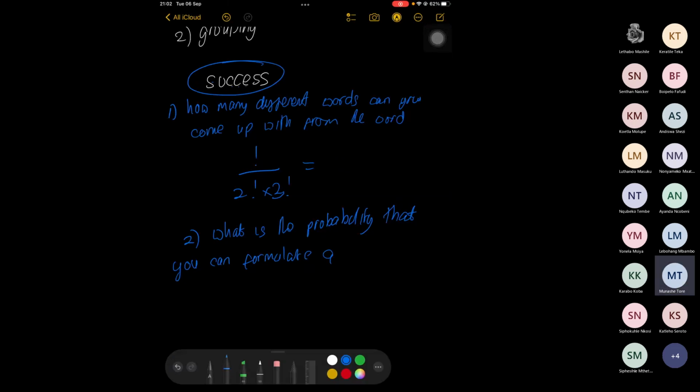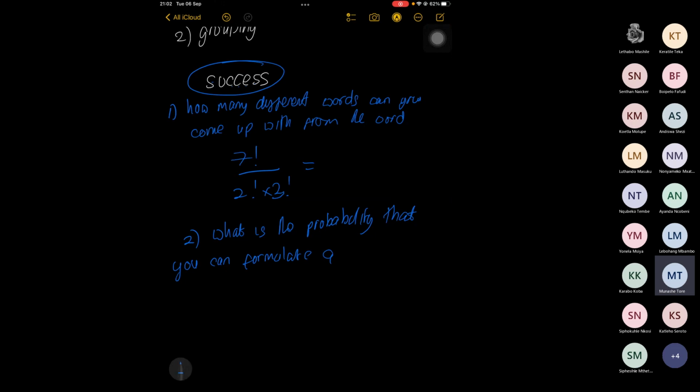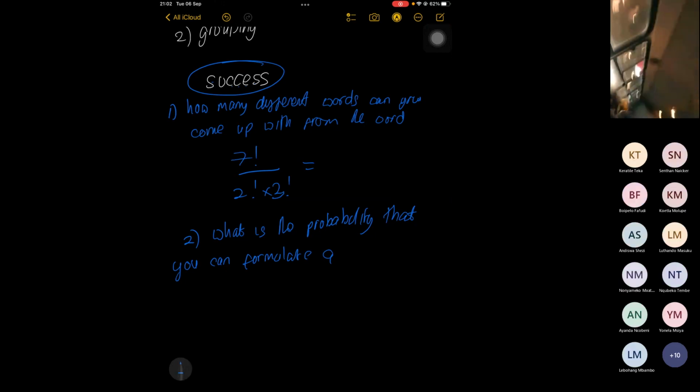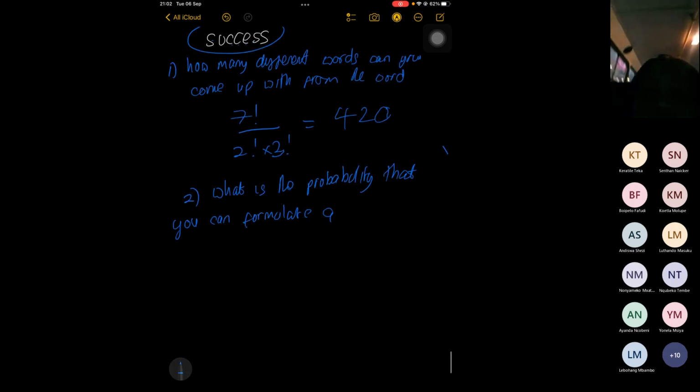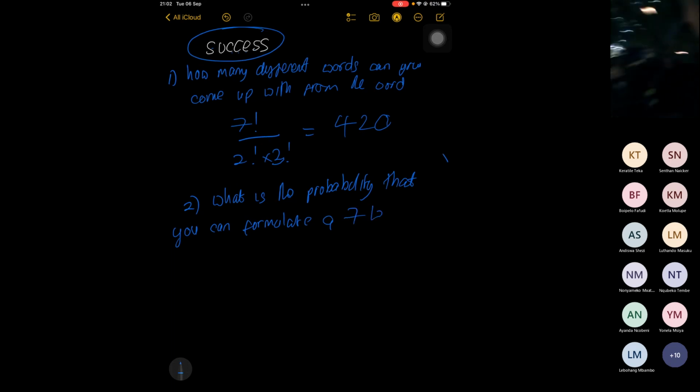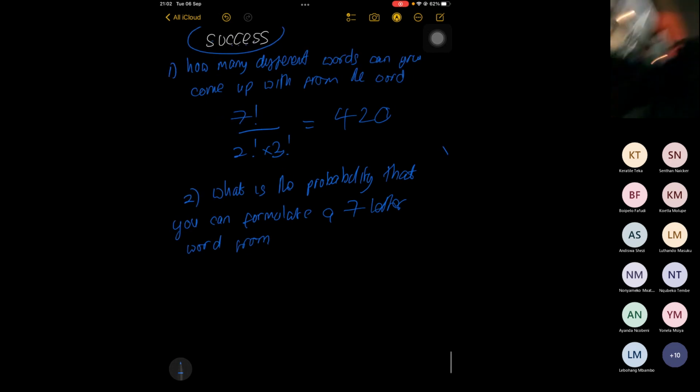So it's supposed to be 7. Yeah. So if you say 7 factorial divided by that, your answer will be 420, isn't it? So if it's 420 now, then the question that addresses what you are actually doing now is, what is the probability that you can formulate a 7-letter word from the successes that you already have?